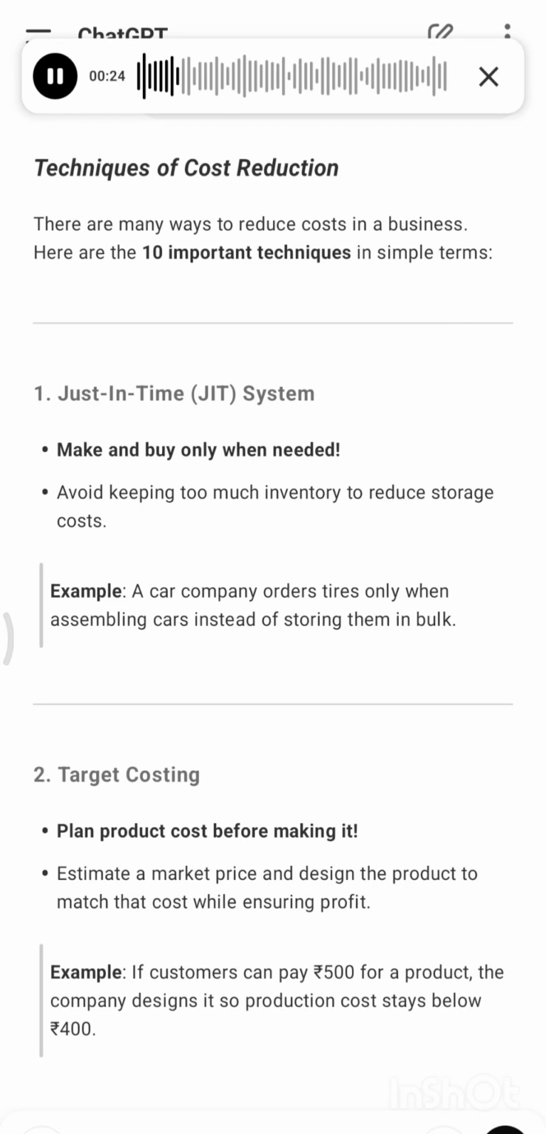2. Target costing. Plan product cost before making it. Estimate a market price and design the product to match that cost while ensuring profit.